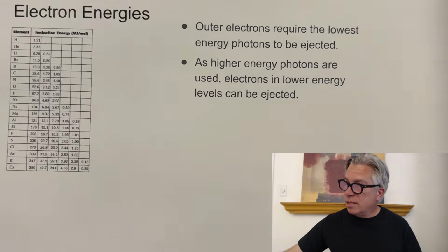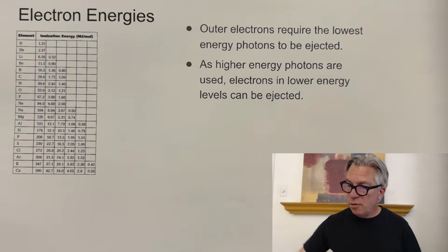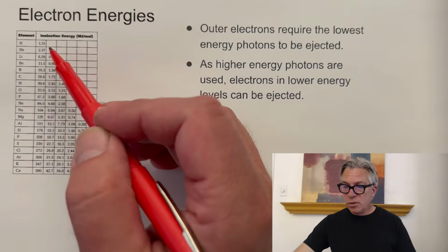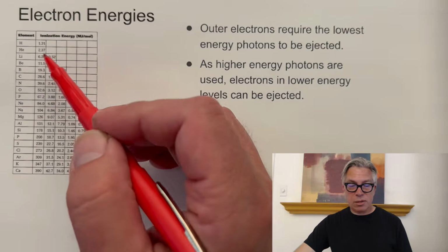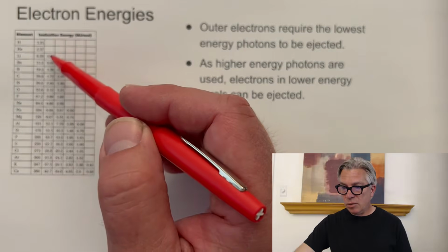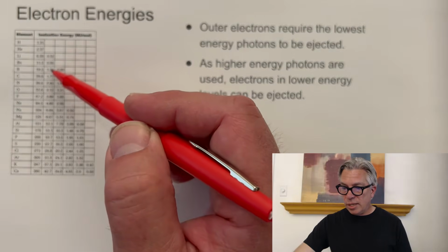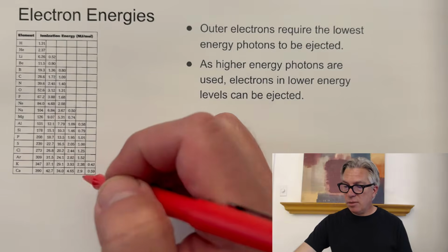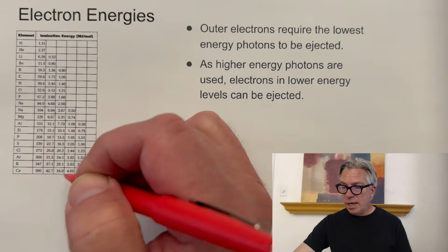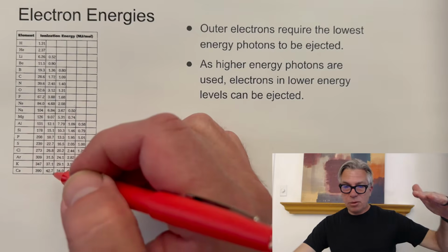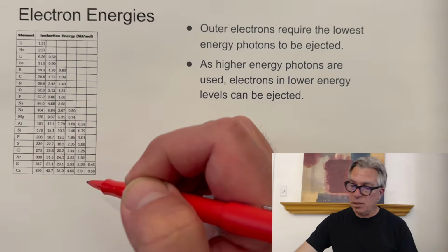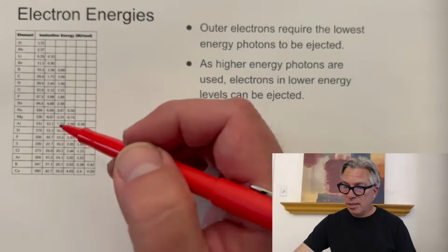You might even see data that looks like this. So for hydrogen and helium, for example, they only have 1 orbital, and so there's only 1 energy at which those electrons are ejected. Lithium has 2, beryllium has 2, boron has 3, and by the time you get up to calcium, calcium has 6 different orbitals, all the way up to the 4s, and the higher you get in the orbital range, the less energy it takes to eject them. And so you might be asked to interpret data like this.